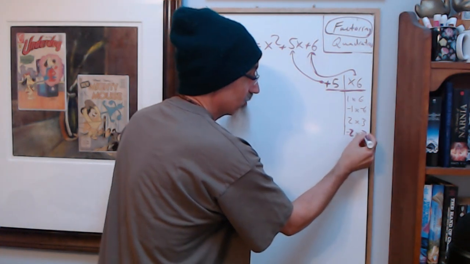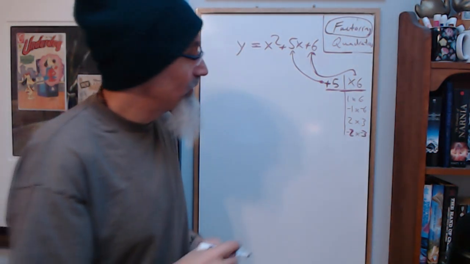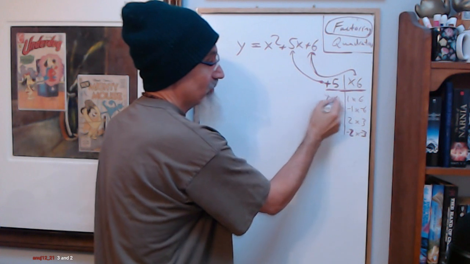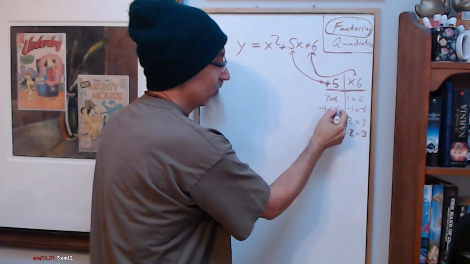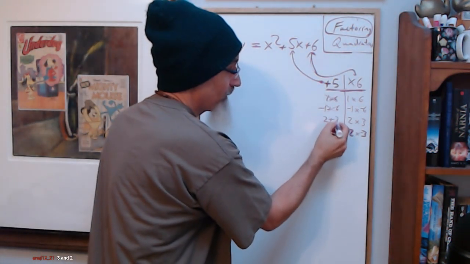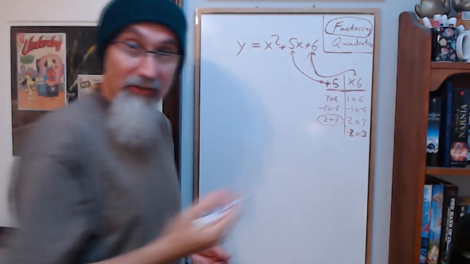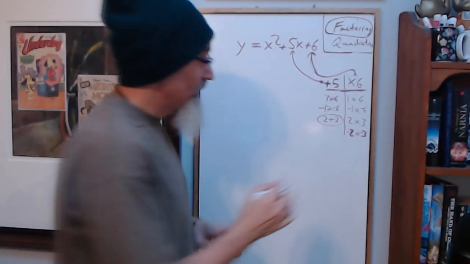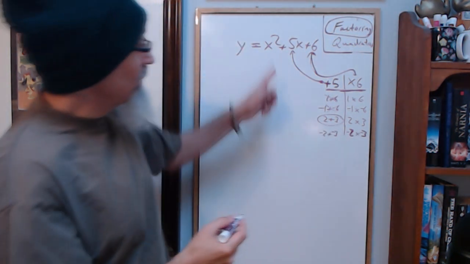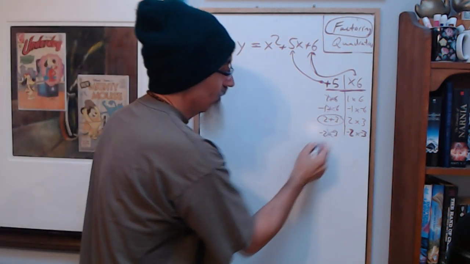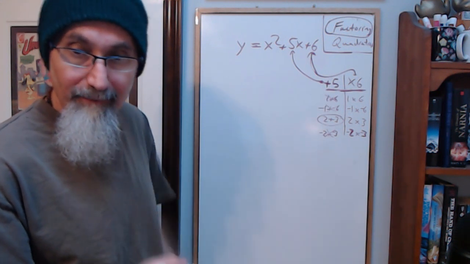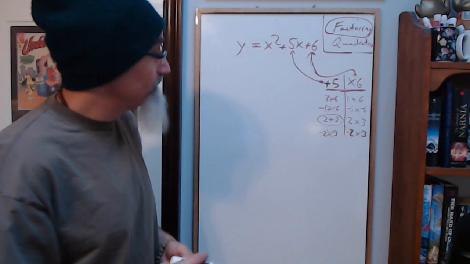Hopefully this is coming out okay for you guys. Now what you do is add these two numbers. 1 plus 6 is 7, so that doesn't work. Negative 1 plus negative 6 is negative 7, so that doesn't work. 2 plus 3 is 5. That works. Let's check the next one: negative 2 plus negative 3 is negative 5. We're looking for positive 5, so that's not going to work. So the two numbers that multiply to give you 6 and add to give you 5 are 2 and 3, or 3 and 2.